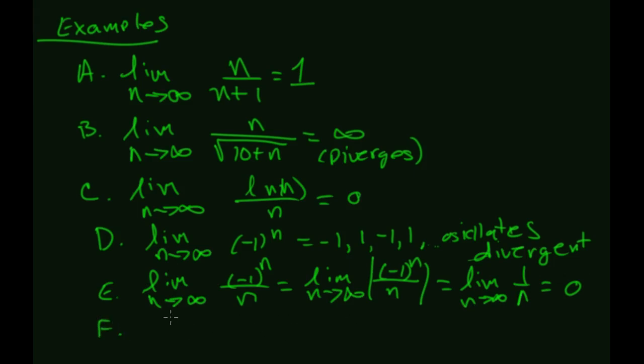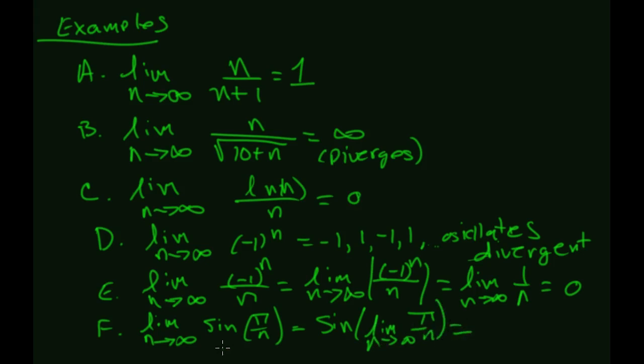Finally, if I have the limit as n approaches infinity of the sine of pi over n, we can swap this because the sine is continuous. So this is going to be the sine of the limit as n approaches infinity of pi over n, but pi over n as n is going to infinity is going to 0. So this is going to be the sine of 0, which ultimately is 0.